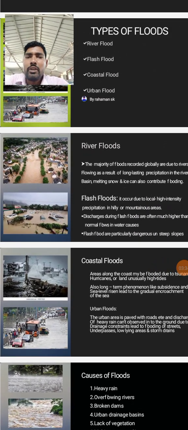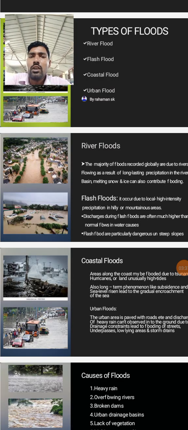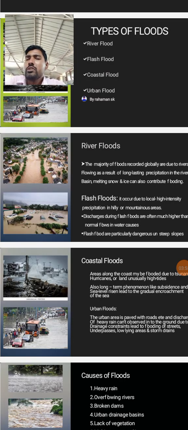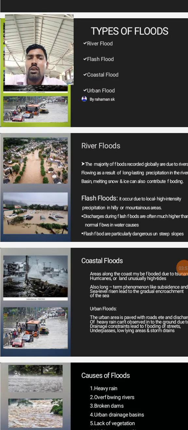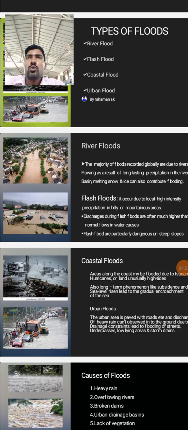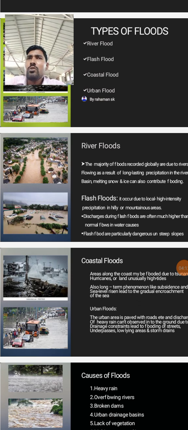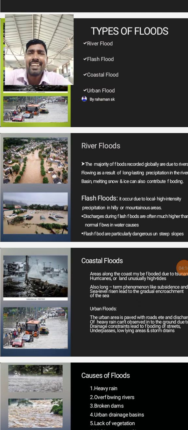river floods. The majority of the floods recorded globally are due to rivers flowing as a result of long-lasting precipitation in a river basin. Melting snow and ice can also contribute to flooding. So, my dear students, river floods globally are due to heavy, long rainfall, when the river basins are filled and excess river water flows over, causing the flood. Heavy rain precipitation is one of the main causes of flooding.